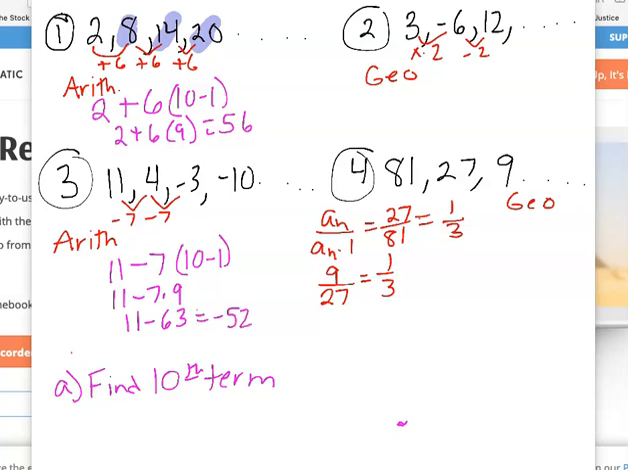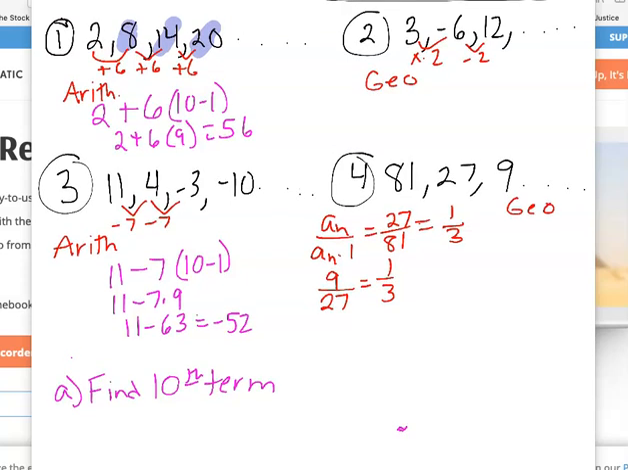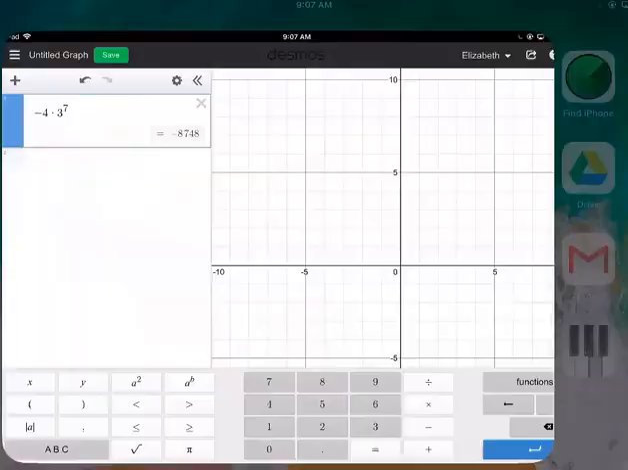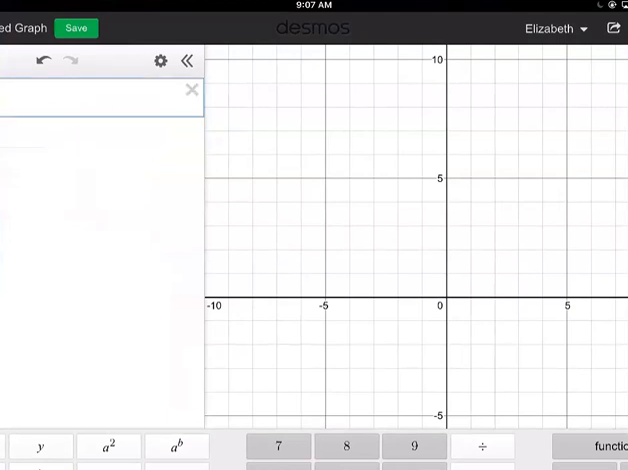Now geometric, to get that 10th term on a geometric, we start at 3, but we're multiplying, and it's still 1 less than the term we want, so 10 minus 1. So this would definitely be a calculator one here. So 3 times -2 to the power of 10 minus 1. Oops. Guess I gotta put that. So we have -1536.